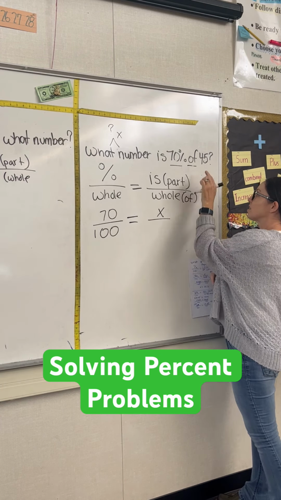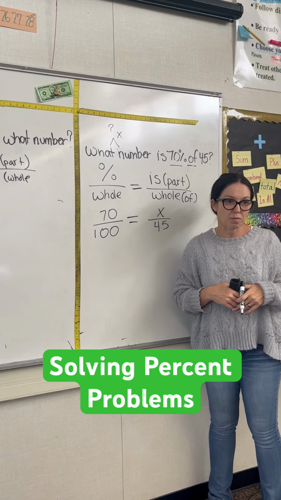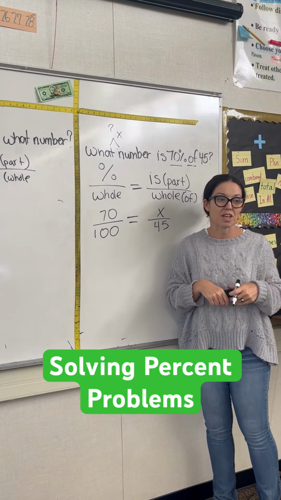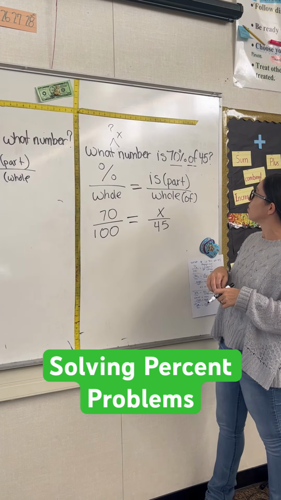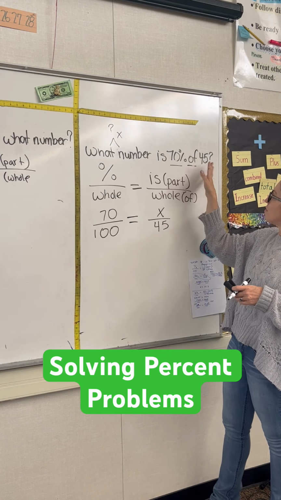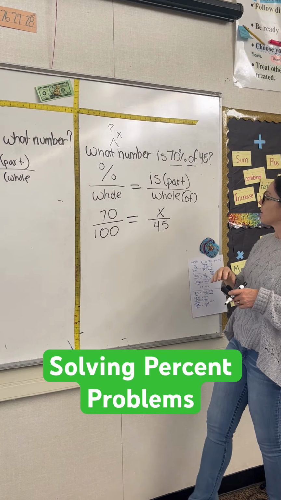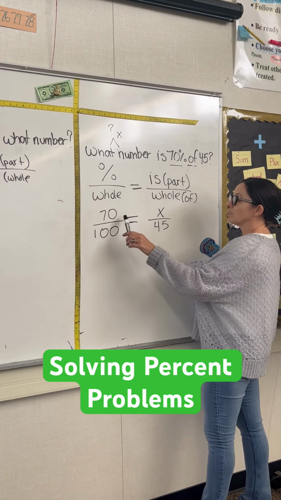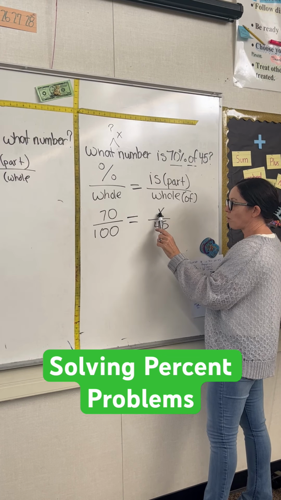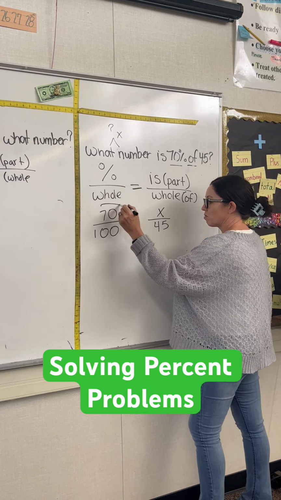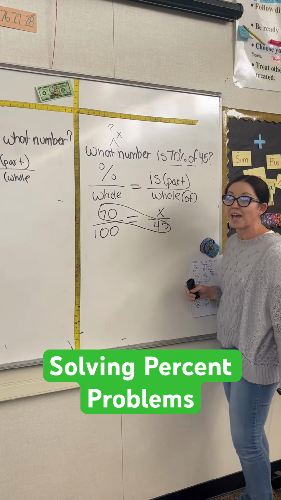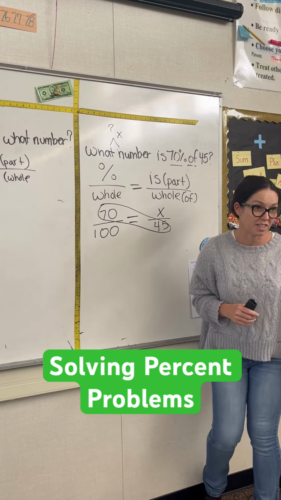So, friends, what we're going to use to solve this problem is the butterfly method. Before we do that, I want you to just think about what makes this reasonable. What number is 70% of 45? So 70% out of 100 equals what of 45? We're going to use the butterfly method here, which means that we're going to multiply using cross products.